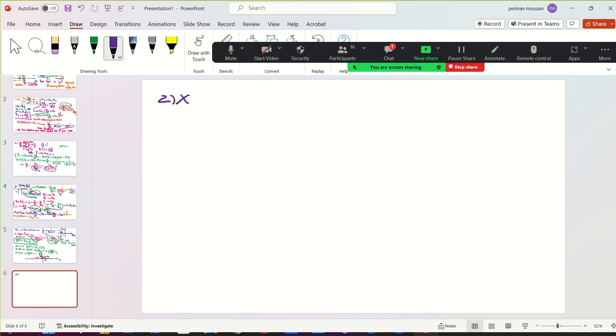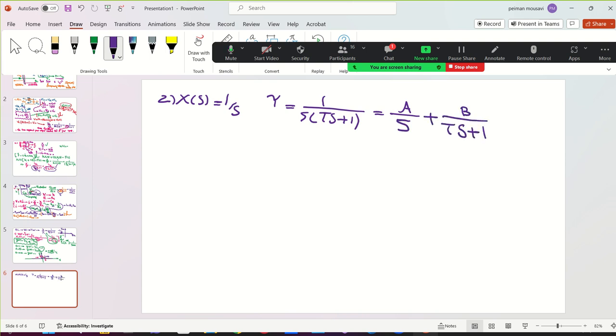So now let me do the second case. I say the input to the system is a step, meaning 1 over s. So Y is going to be 1 over s times tau s plus 1. You can decompose it, as from high school, as A over s plus B over tau s plus 1. Okay? You got it?